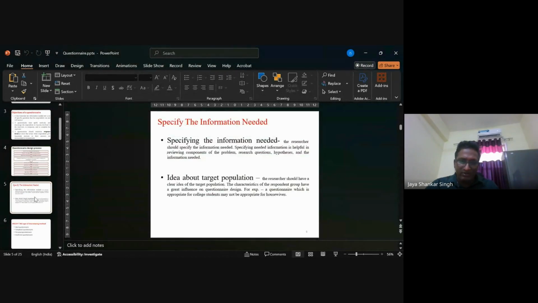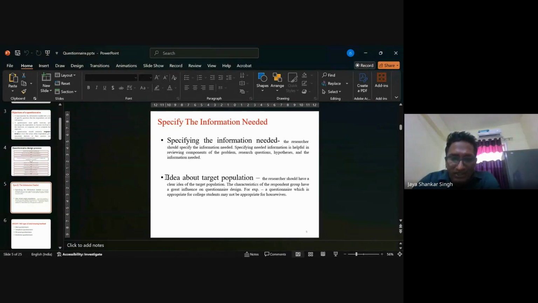The coming slide will actually discuss those things in detail only. Specify the information needed. Okay, here I didn't talk about this idea about target population. So it's very much important. Who are your target population? You have to understand how you select the sample from the target population, whether you want representative sampling or not. These are all part of what information you need. Based on that, you will select the sampling method and collect the data.